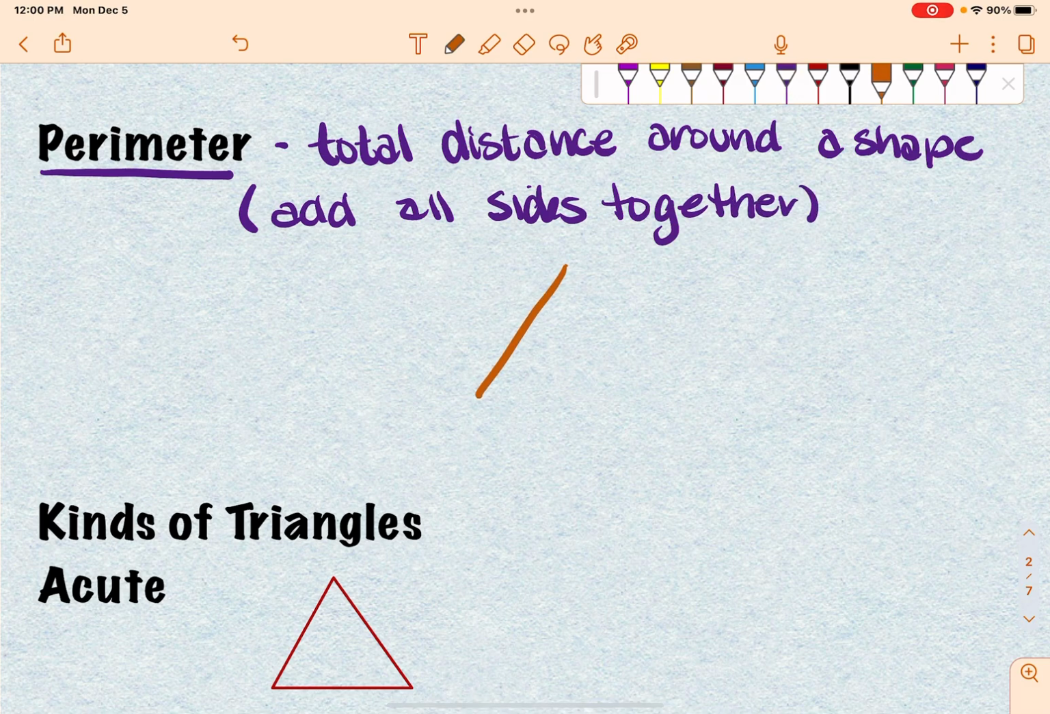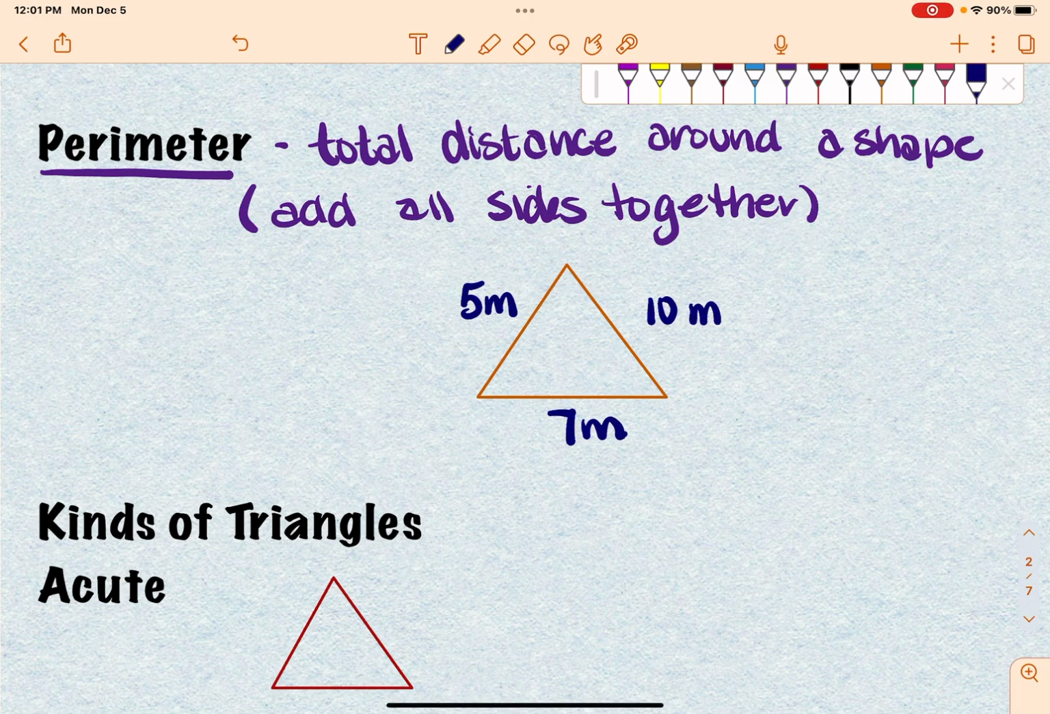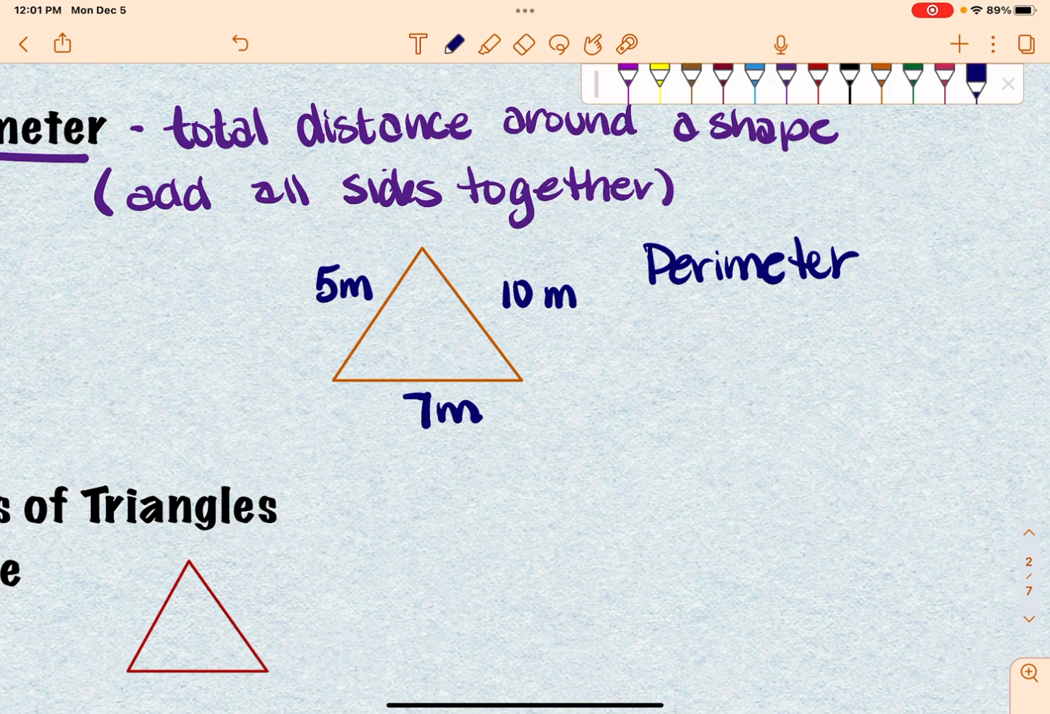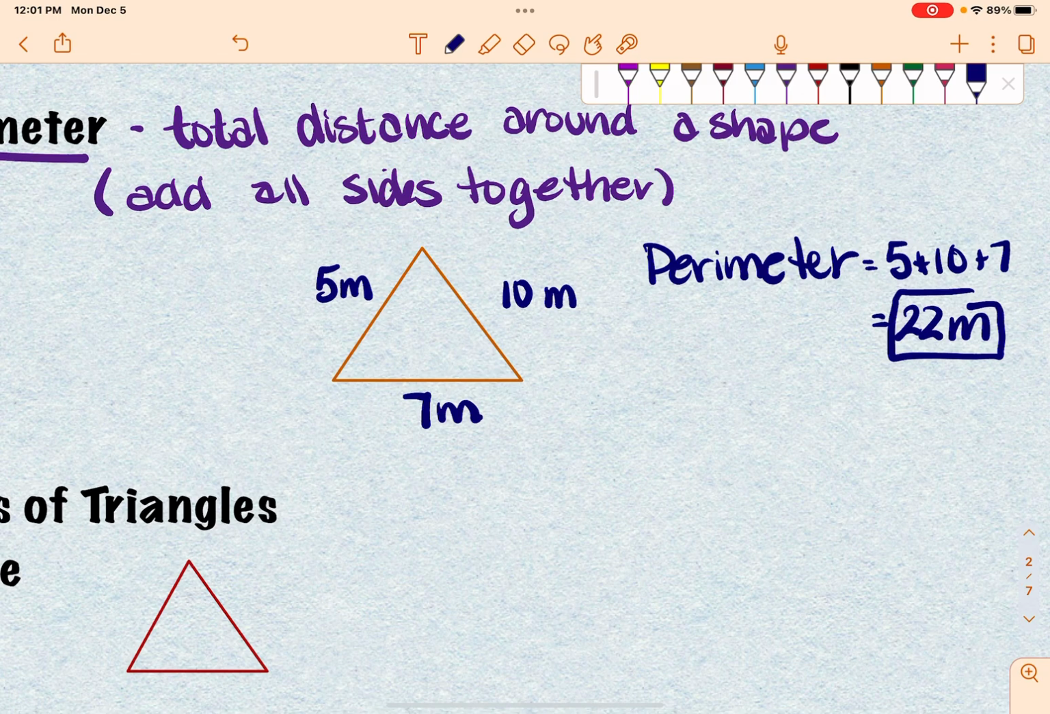So let's say that I have some kind of triangle here, doesn't matter what kind, and that I have these sides that look like this. So 10 meters, 7 meters, and 5 meters. So if I wanted to find the perimeter of that, I would have to add up all the sides. So 5 plus 10 plus 7. So that would end up being 22, and then meters would still stay on the end. So really, it doesn't matter how many sides you have, just adding them all up.